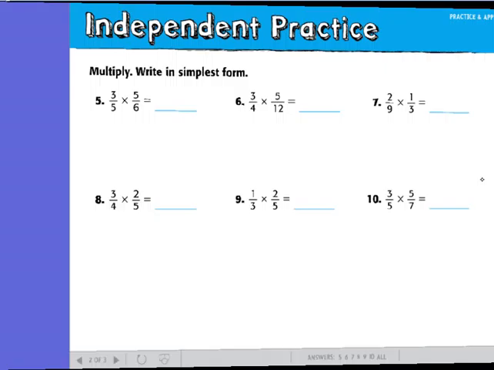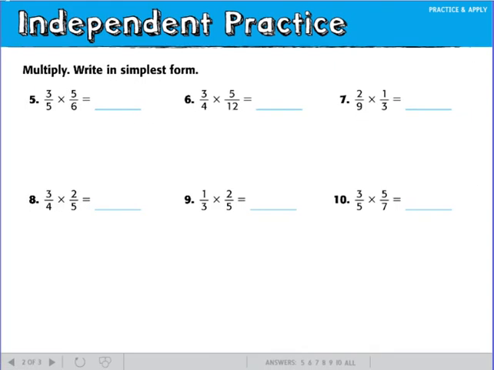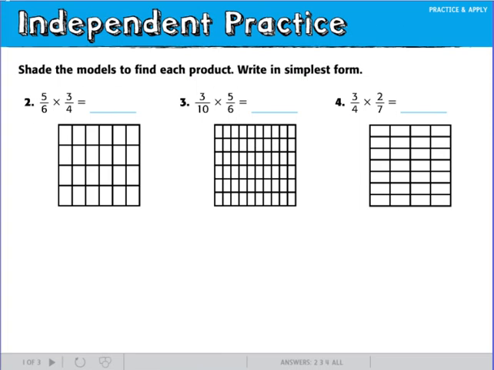Do we have to do the modeling? Yes. Fine, I will do one of those. Not the first one, the second one. The second one says 3/10 times 5/6, correct?